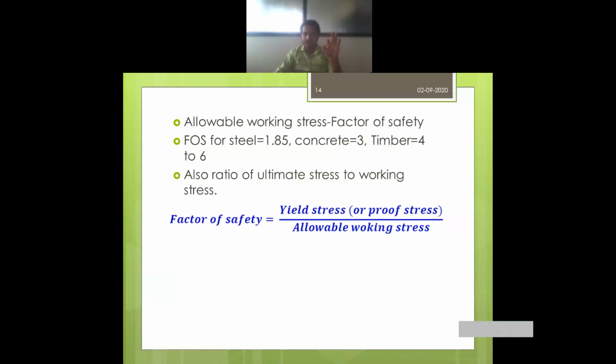If you are getting confused, you can stop me and ask. Okay, I'm trying to explain. Okay, observe here. Working stress is that stress which is within the factor of safety. That means the stress at which, the point at which the material loses its factor of safety.